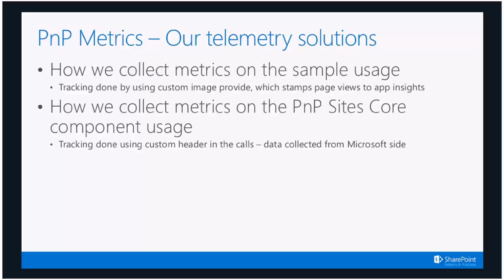The second dimension is then the PnP Sites Core component usage, where we started, and the same logic has now been added to PnP PowerShell as an example. This tracking is done using a custom header as part of the HTTP calls in the CSOM. So if you're using the PnP Sites Core object, the NuGet package, we are using the client tag property in the CSOM context object to add a method name and a stamp within the request.